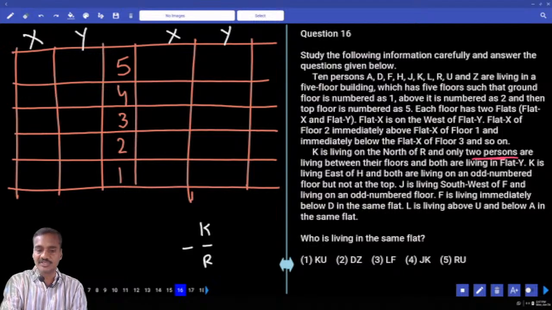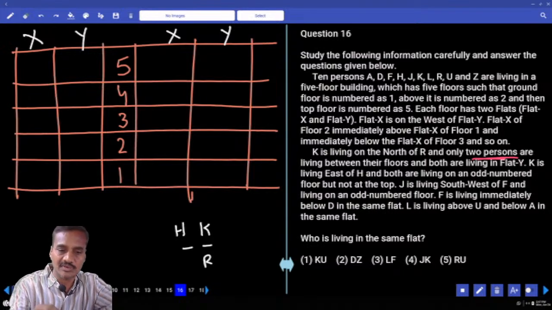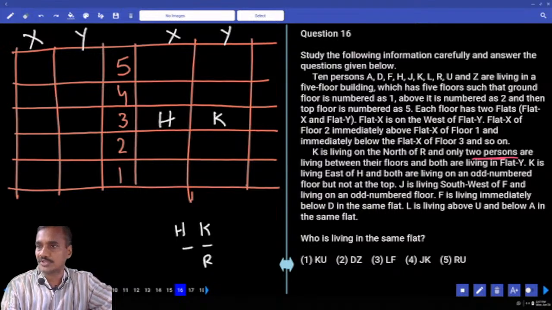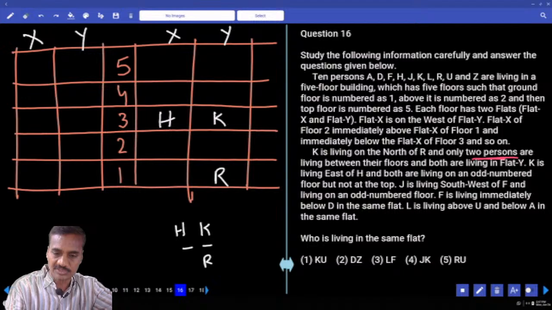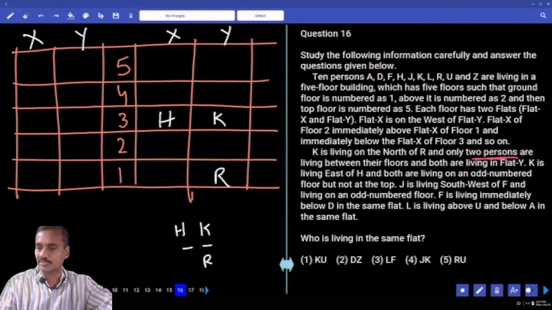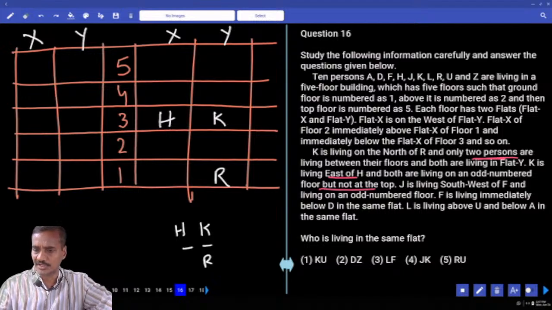And K is living east of H. Now K is living to the east of H, and both are living on an odd numbered floor but not on the top. Then what is the possibility we have? H and K must be on floor number 3. And where should this R be here? Both living but not on the top.